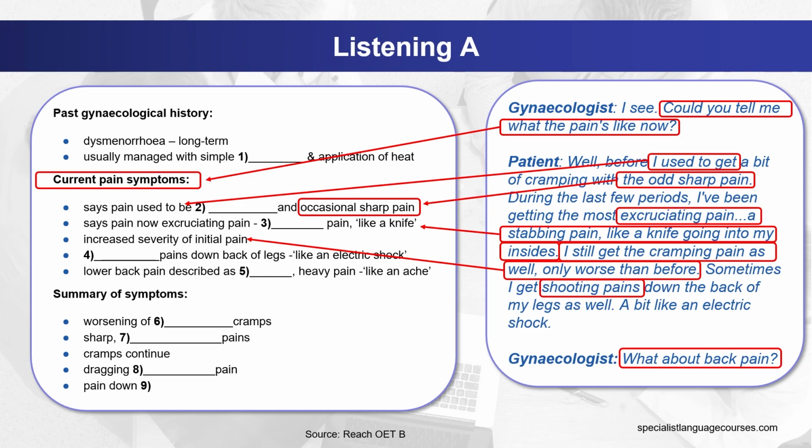I see. Could you tell me what the pain's like now? Well, before I used to get a bit of cramping with the odd sharp pain. During the last few periods, I've been getting the most excruciating pain, a stabbing pain, like a knife going into my insides. I still get the cramping pain as well, only worse than before. Sometimes I get shooting pains down the back of my legs as well, a bit like an electric shock.